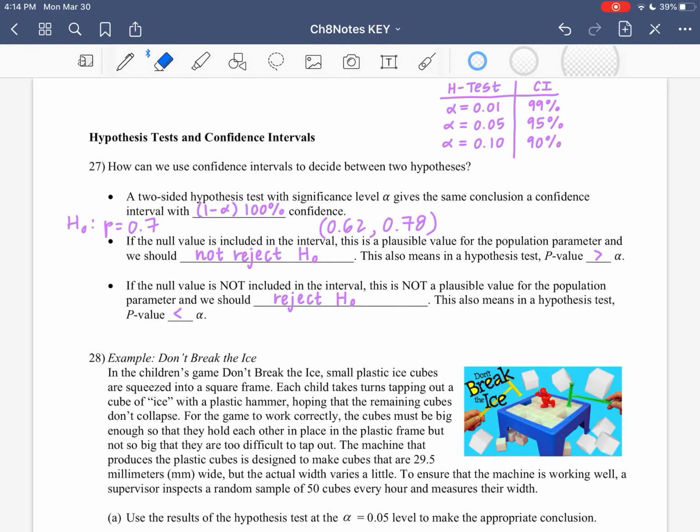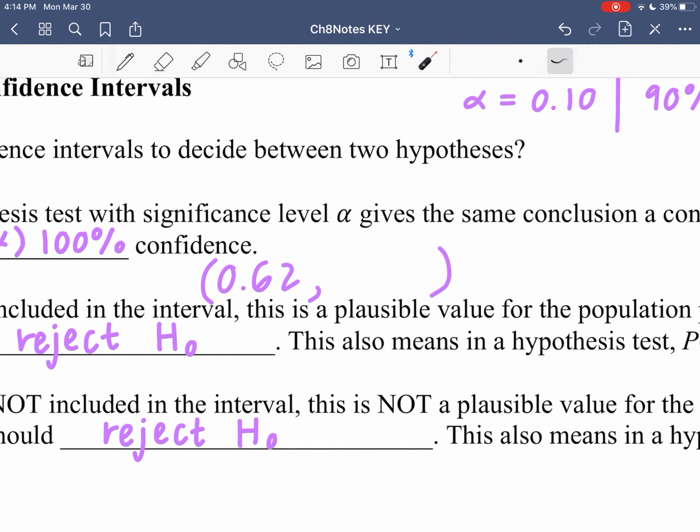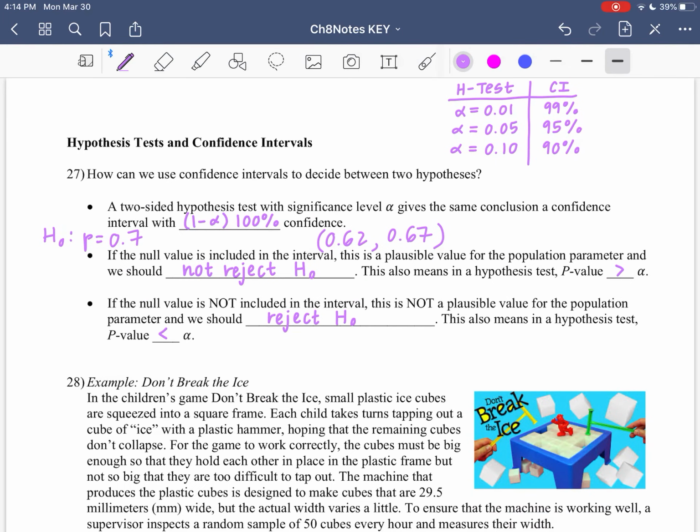Now let's use this same example that I just made up, and let's make this 0.67, okay? So now let's look at this third bullet, excuse me. If the null value is not included in the interval, so let's check: 0.7 is not in our interval, which means 0.7 is not a plausible value for the population parameter. If it's not a plausible value, so if 0.7 is not in here, then we're going to go ahead and reject that null hypothesis.